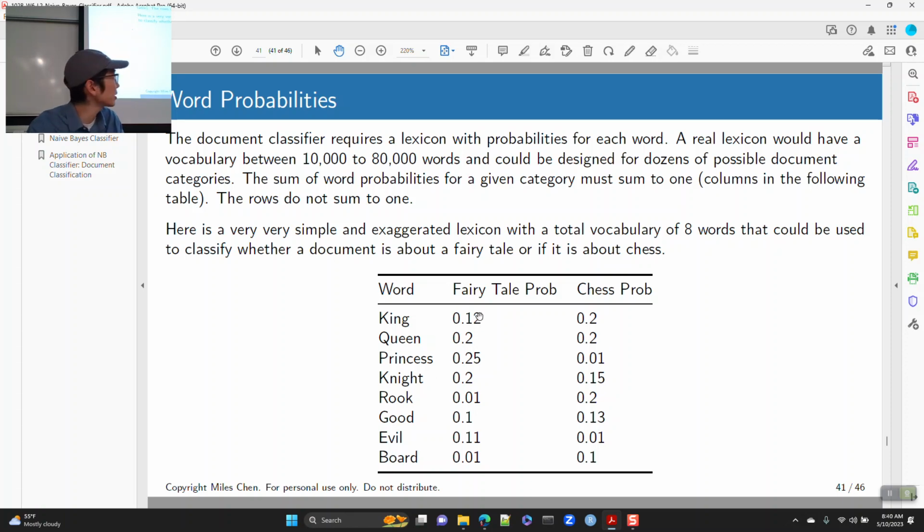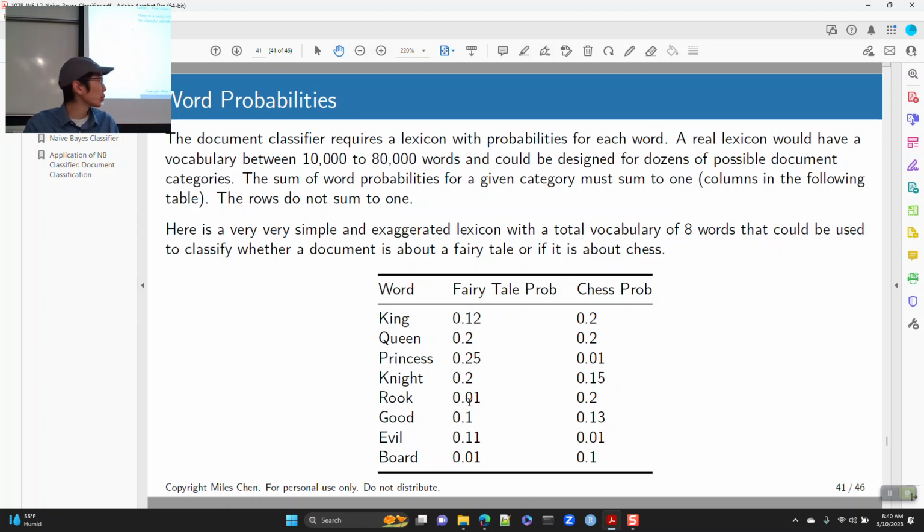And so what's the probability? If we're talking about a fairy tale, you might have king. If you're talking about chess, king also is a highly likely word. Same thing for queen: high probability of showing up in fairy tale, high probability of showing up in chess. The word princess is very unlikely to appear in a discussion about chess, whereas princess is very likely to appear in a fairy tale. Knight could appear in both a fairy tale or in chess.